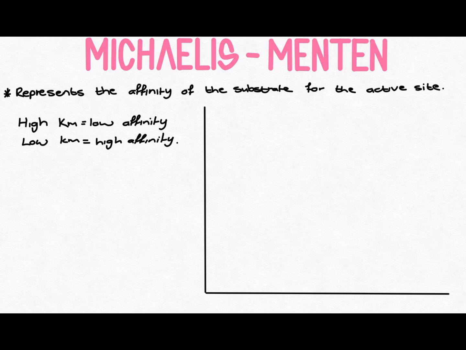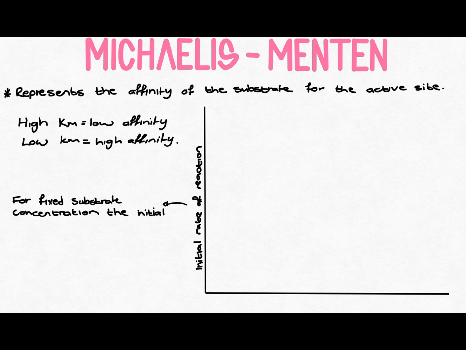To measure the Michaelis-Menten constant, we'll have to find the initial rate of reaction. Now, the reason why we measure the initial rate of reaction is because the initial rate of reaction would be the highest for a reaction at a specific concentration of substrate. Remember, as the substrate is being used up, the rate of reaction will start to drop. So the first part of the reaction would be the fastest.